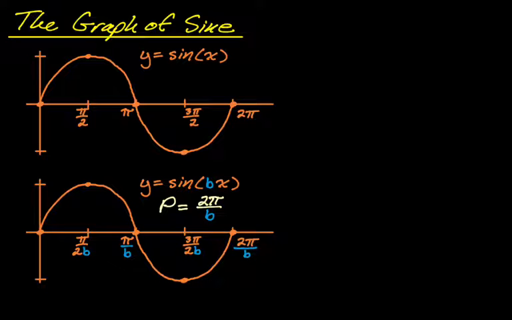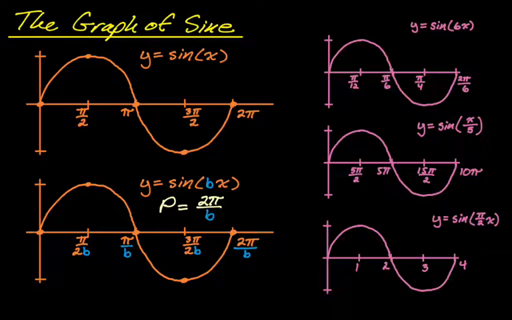All right, here's a couple of examples where I've changed it. I did y equals sine of 6x. So I have 2 pi over 6, which is pi over 3. Pi over 3 divided by 4 is pi over 12. So I counted by pi over 12s: pi over 12, 2 pi over 12, 3 pi over 12, 4 pi over 12. That's pi over 12, pi over 6, pi over 4, and 2 pi over 6, which is pi over 3.